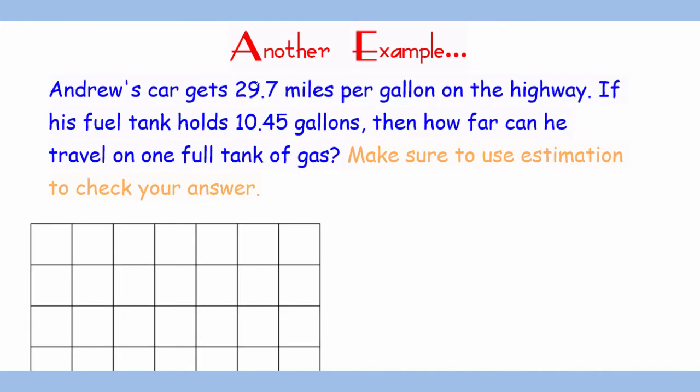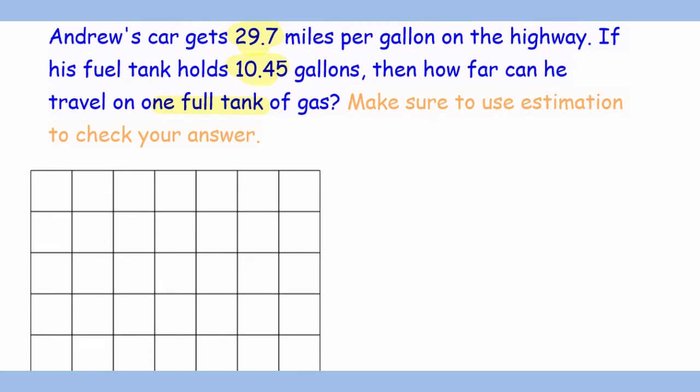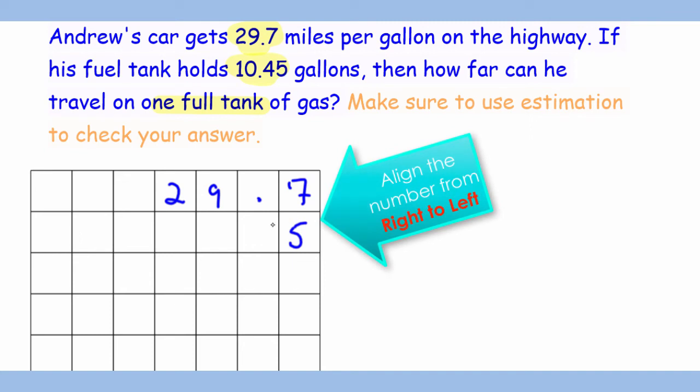Andrew's car gets 29.7 miles per gallon on the highway. If his fuel tank holds 10.45 gallons, then how far can he travel on 1 full tank of gas? So in this question, we are basically asked to multiply the numbers together. So let's start writing from right to left. 29.7 and 10.45. It is important to know that the right side has to be aligned, but you don't have to care about where the decimal point is placed.